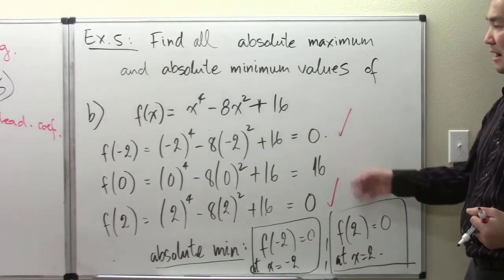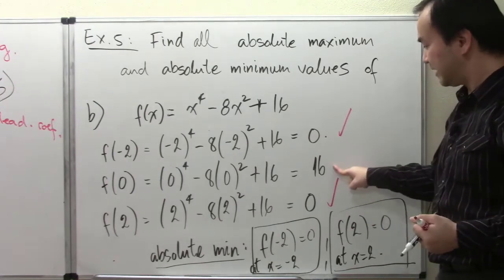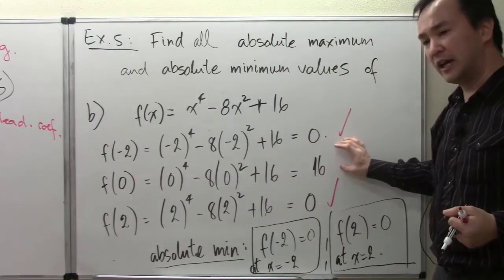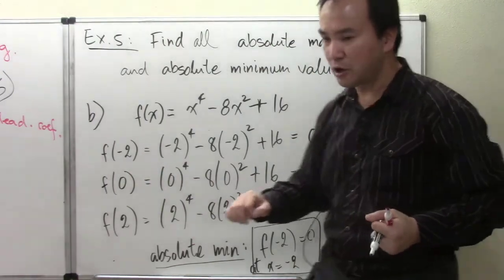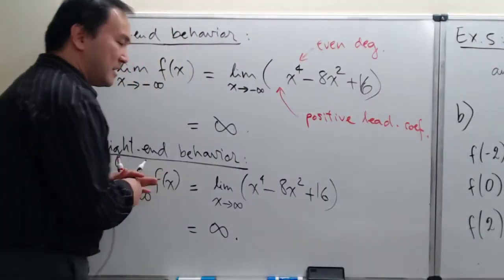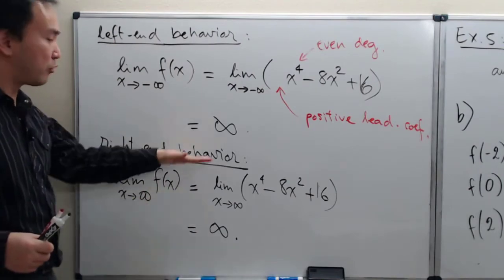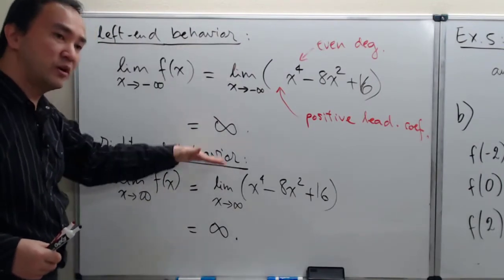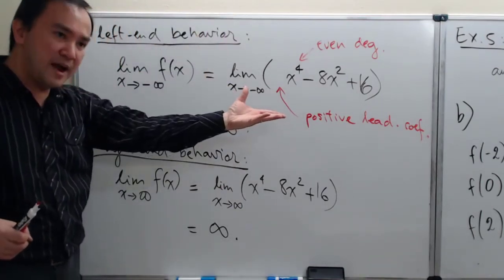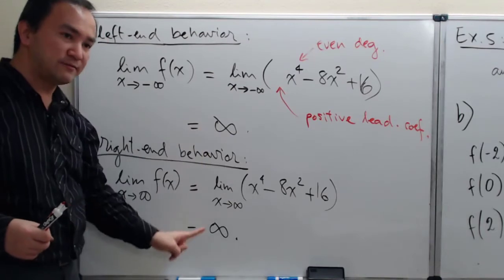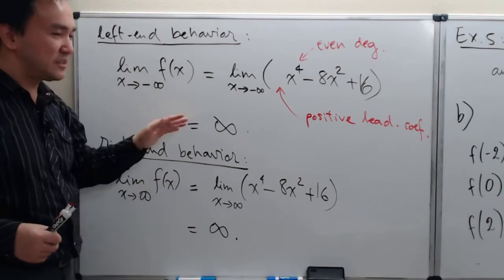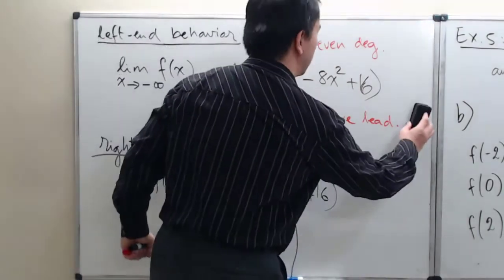But now, what about the absolute maximum? Again, this value y equals 16, the function value f at 0 equals 16, is only a local maximum, but it did not qualify to be an absolute maximum, in the sense that on the two ends it keeps growing to positive infinity, so eventually it will even exceed 16. So 16 was a local maximum, but look at the nature of these two, left end and right end. It will even grow higher than 16 eventually.